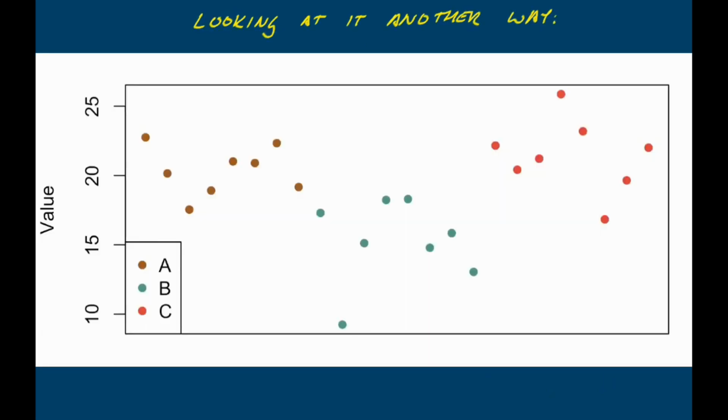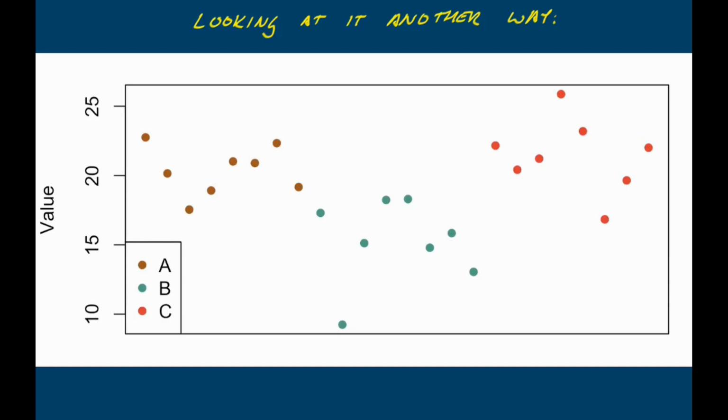Let's try and see that using another example. I've got a rather smaller data set here, but we've got three groups again, and each group is drawn from a distribution with a different mean. So we've got group A in the brown, we've got group B in the, I believe that colour is aquamarine 4, and then we've got group C with red points on this graph.